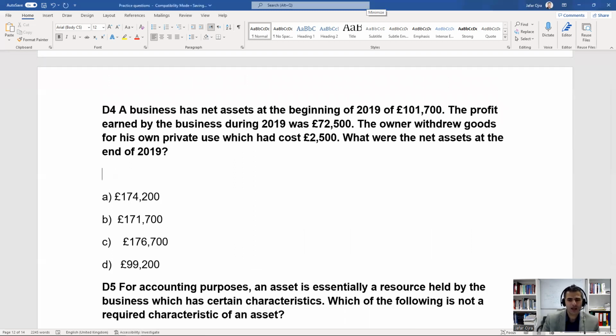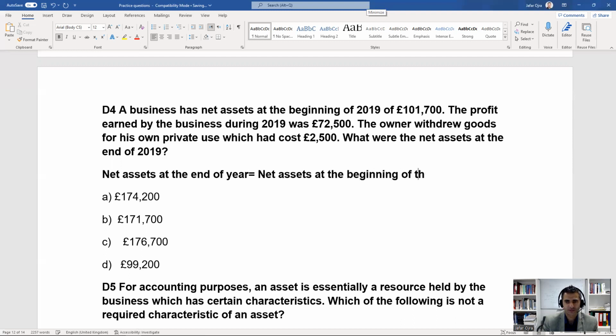So, if we apply the formula, which is that net assets at the end of year equal net assets at the beginning of the year, plus profit, and what else we have?